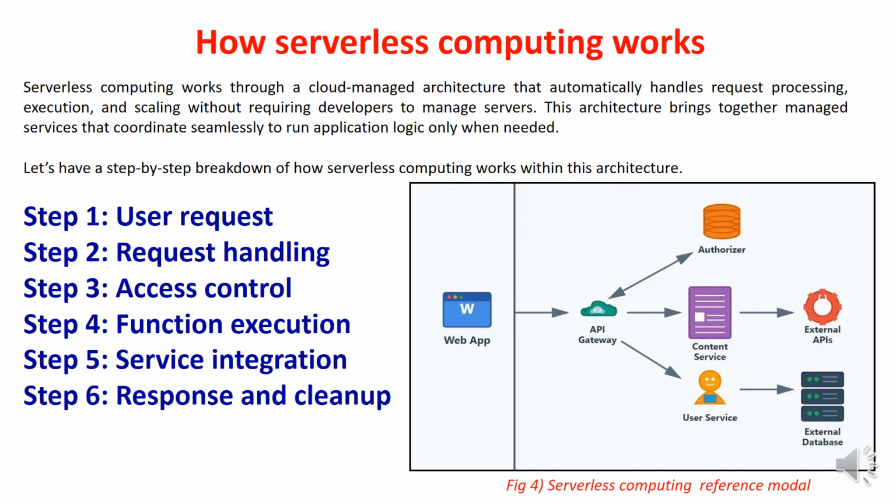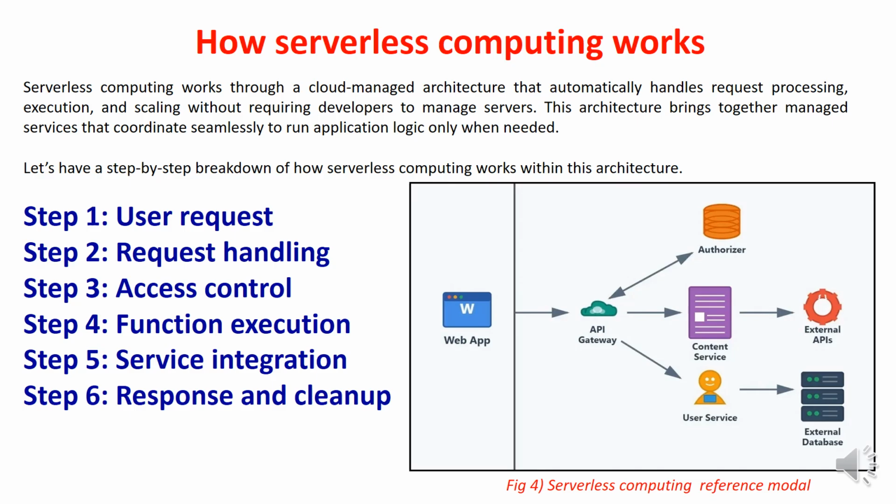Step 1 user request. A user initiates an action within a web or mobile application, such as submitting a form, requesting content, or triggering a background operation. This interaction generates an event that starts the serverless computing workflow, allowing the application to respond dynamically without maintaining continuously running servers. Step 2 Request handling.